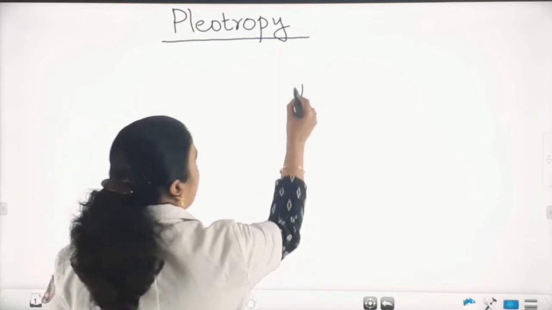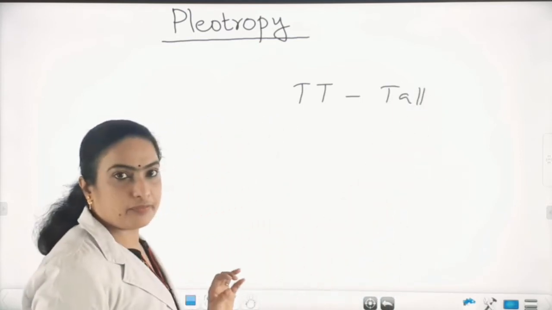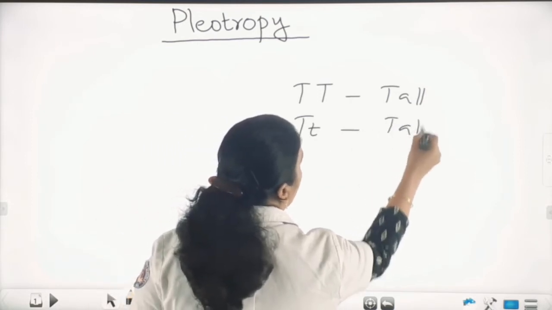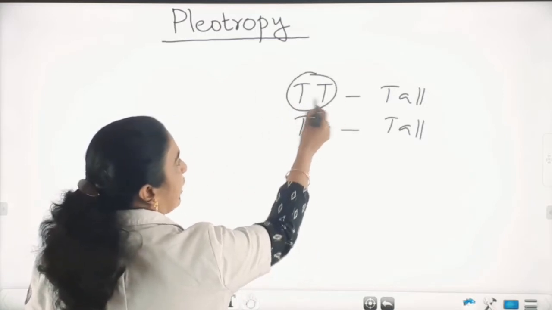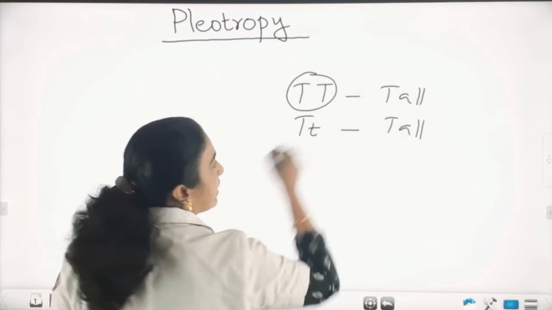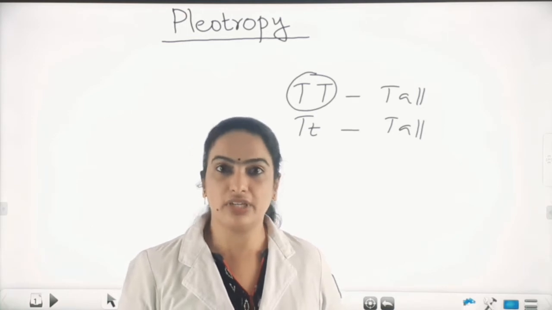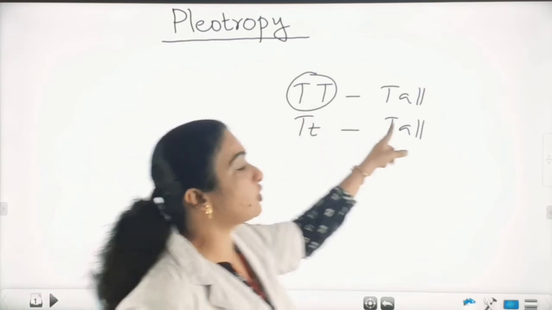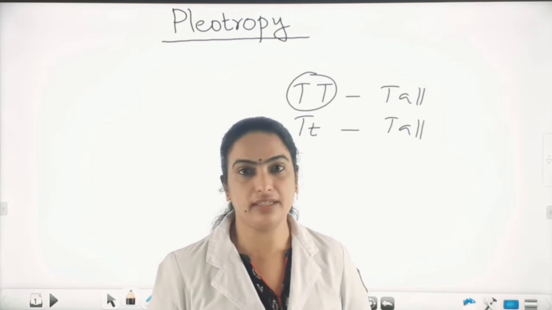For example, capital T can control only one character. Whether it is homozygous or heterozygous, it can control only one character. So this gene means a pair of alleles. A pair of alleles together form a gene that controls a single character normally. But in Pleiotropy, a gene or a pair of alleles that together form a gene can control more than one phenotypic character. Let's see an example.